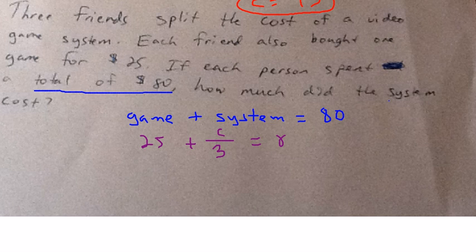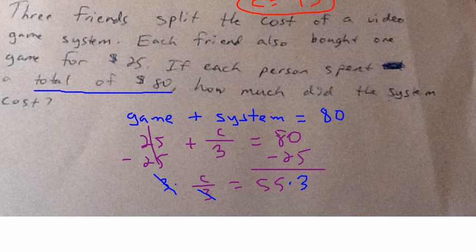Once again, we have a 2-step equation. We will start by subtracting 25 from each side. We're left with C divided by 3 equals 80 minus 25 is 55. And to undo division by 3, we will multiply both sides by 3. 3's cancel. We are left with C equals 55 times 3, which is 165. So the system costs $165.